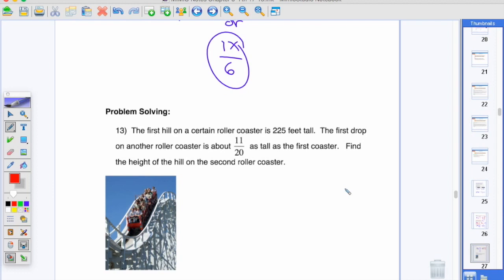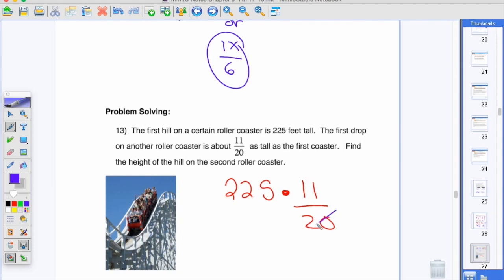Problem solving using fractions. The first hill on a certain roller coaster is 225 feet tall. The first drop on another roller coaster is about 11/20 as tall as the first roller coaster. Find the height of the hill on the second roller coaster. So if our first roller coaster is 225 feet and the second one is about 11/20, we can multiply the first one by 11/20.